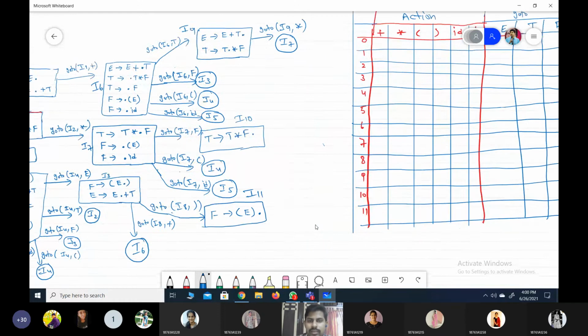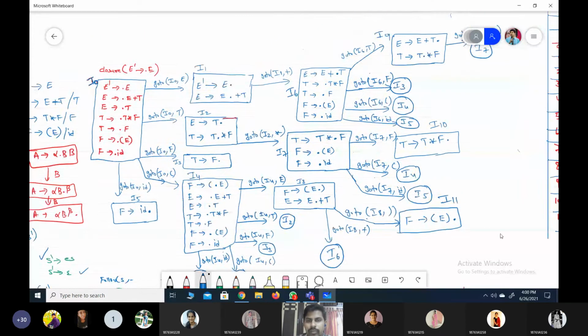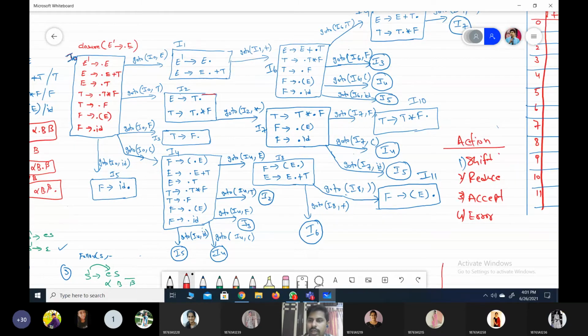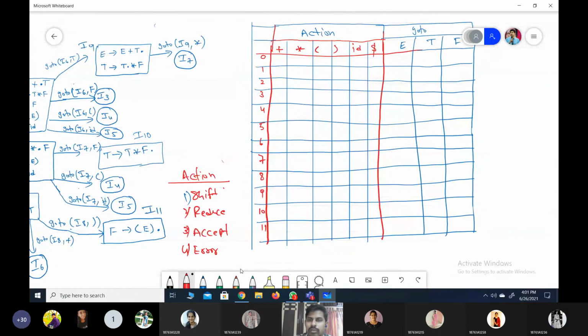What are the parsing actions? Any parser has four actions. So what are the actions? The first one is shift. The second one is reduce. The third one is accept. And the fourth one is error. These are the actions that have to be filled in the action columns only. The parsing table is divided into two parts, action part and go to part. In the action part, you have to fill these four entries: either shift, reduce, accept or error. In the go to part, you have to give the state numbers.